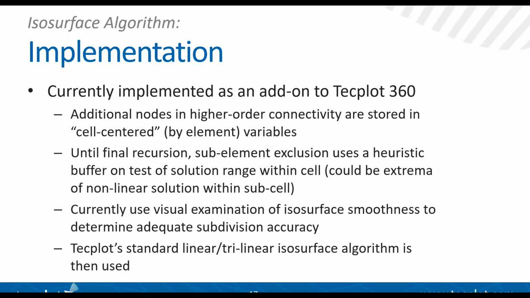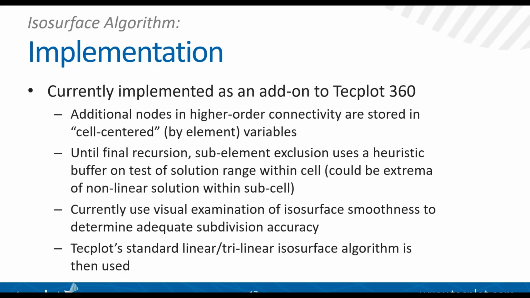Until the final recursion, sub-element exclusion uses a heuristic buffer on a test of solution range within the cell. So we could have an extrema within the cell. So when we are deciding, could this element, or this tet, for example, or subtet, possibly contain a piece of the isosurface, we have to give a little buffer, so that we don't unintentionally discard an element that we will need later on in the subdivision process.